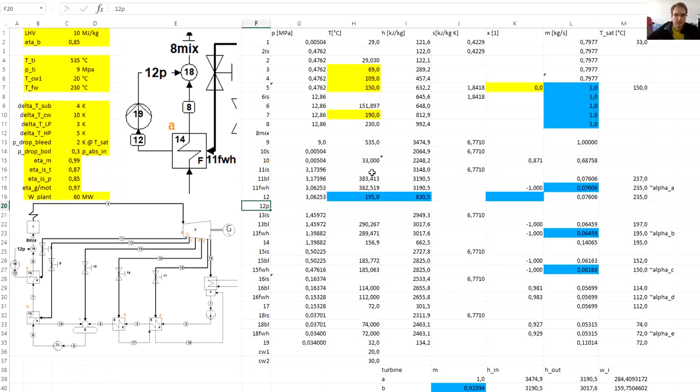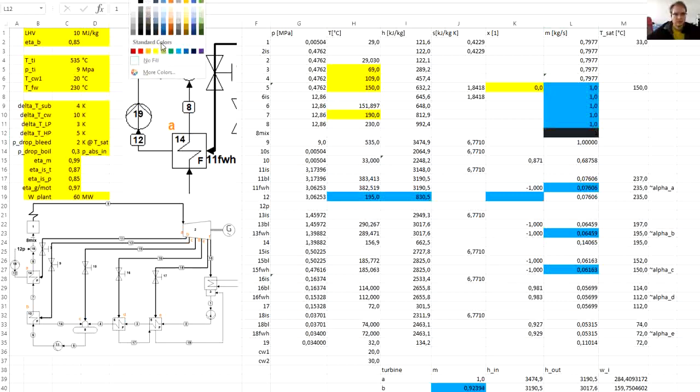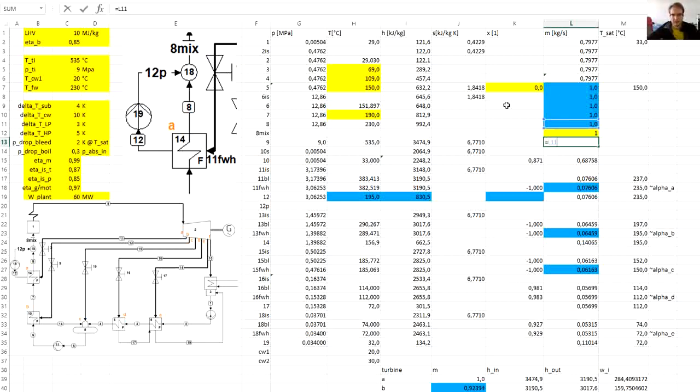Now what will actually change? We will not assume to have point number 8 with the reference flow rate of 1, but we will put it to the 8 mix. So here will be 1, so that our turbine inlet mass flow rate is already referenced, staying as 1, and it's not a higher value.